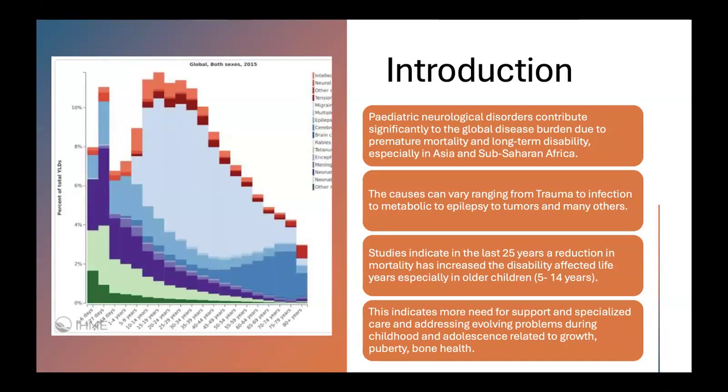Recent studies from 2015 indicate that in the last 25 years, there has been a reduction in mortality in the early age group, and there has been an increase in the disability-affected life years, especially in older boys and girls of 5 to 14 years age group. This clearly indicates a need for more support and specialized multidisciplinary care to address the evolving issues of this dynamic phase of childhood and adolescence, wherein growth, puberty, and bone health is crucial.